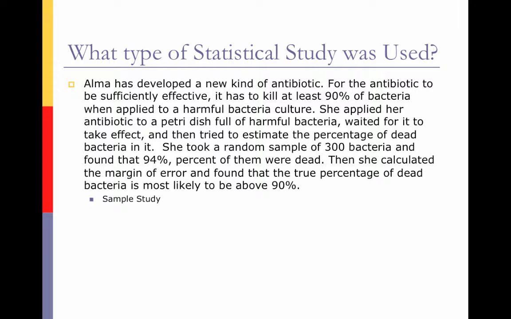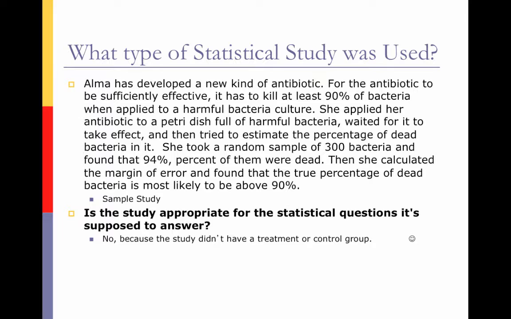The reason why this is a sample study is because, again, there was no other type of control or treatment group. She just looked at the one. We want to know, is this study appropriate for the statistical questions it's supposed to answer? And in this case, no, it's not, because she shouldn't have done a sample study. She should have done an experiment and should have had different treatment groups and at the very least a control group, and she did not have that here.